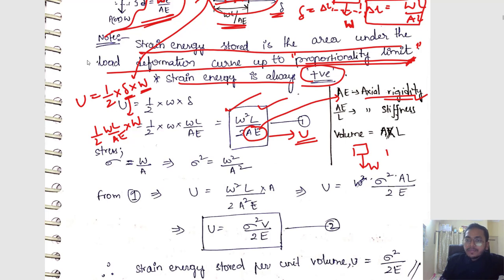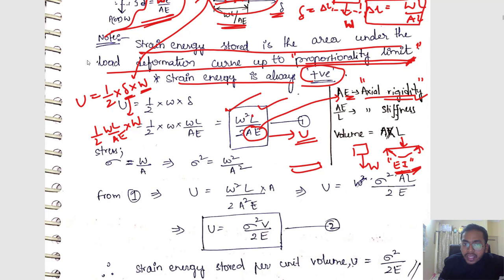Okay, if the body is being subjected to bending, in place of AE, what will you be getting? You will be getting EI. I hope you have at least heard this term, right? What is EI? Flexural rigidity. AE is axial rigidity because axial force is acting. EI is flexural rigidity because of bending moment. Bending is also called flexure. Therefore, it is called flexural rigidity. I hope it is clear, right?